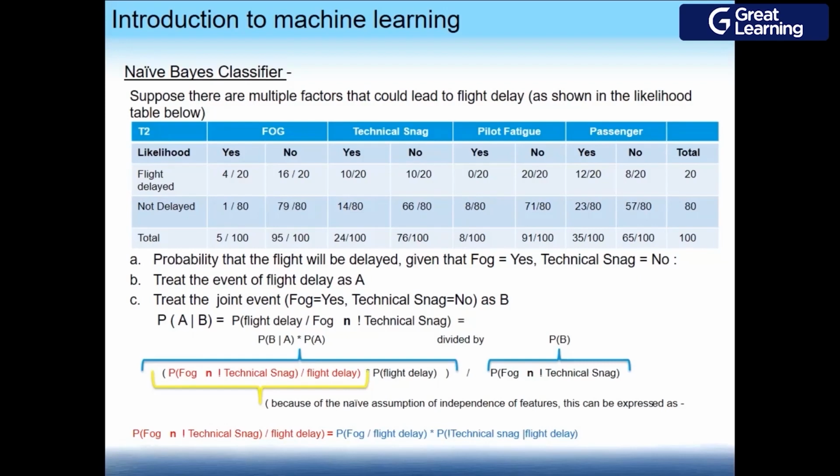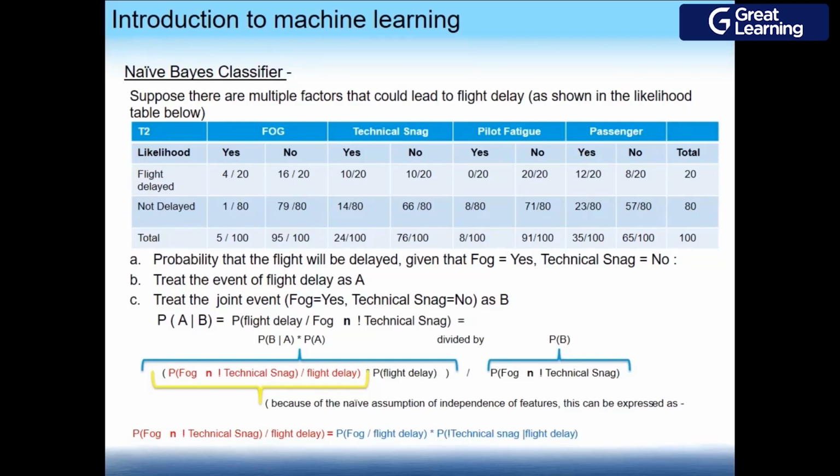Now look at this. Probability that flight will be delayed, given that I am observing fog at the airport, but no technical snag reported. How do you find the probability when I see these two events occurring? Use the formula, treat the event of flight delay as A and the combined event as B. So it's again probability of A given B. P(A|B) is nothing but probability of flight delay given these two conditions. You know how to handle this?